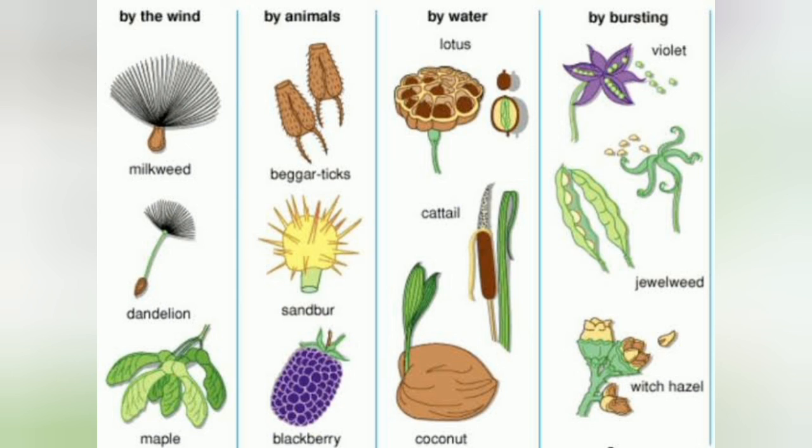of dispersal of seeds. Children, here I would like to tell you about some other seeds that are dispersed by wind, like milkweed, dandelion, and maple.